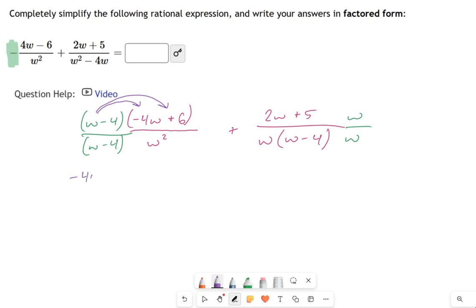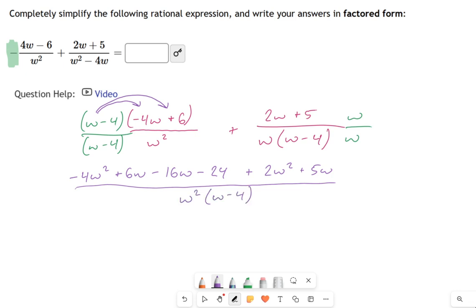So on top, on the left, what I get is negative 4w squared plus 6w minus 16w and minus 24 from the looks of it. Okay, and the one on the right is easier. That's just going to be 2w squared plus 5w. And now we look at the denominators, realize those are just a common w squared times w minus 4. And this is a single fraction, which is great. That's what I wanted. I wanted to have a single fraction, and I want to simplify it now. That's kind of an important part. We're going to simplify this as much as we can.